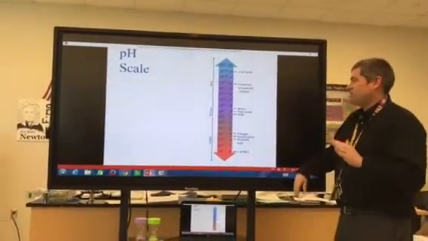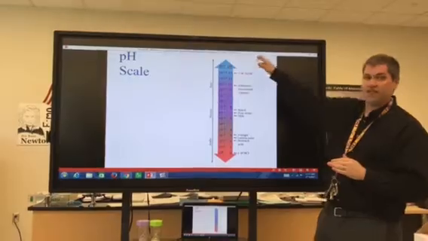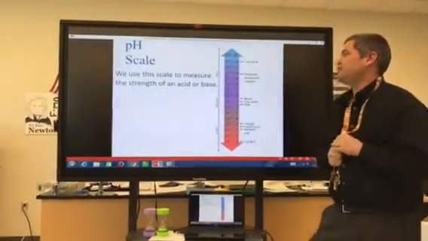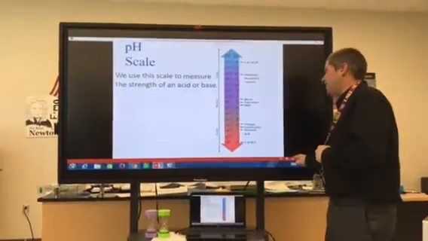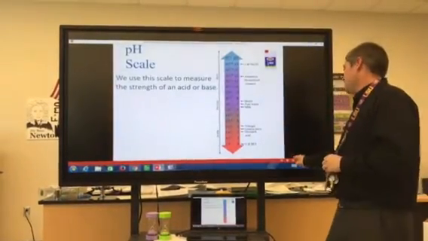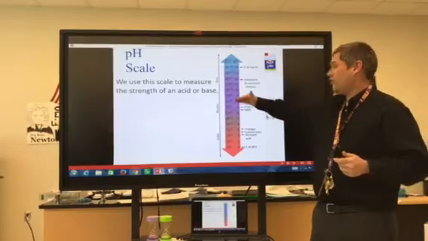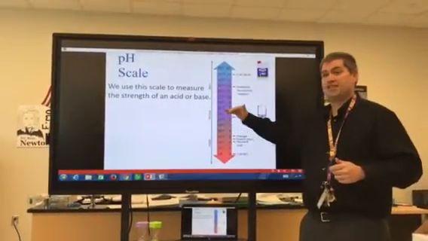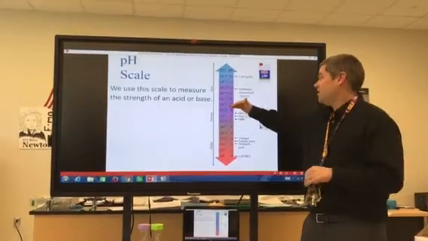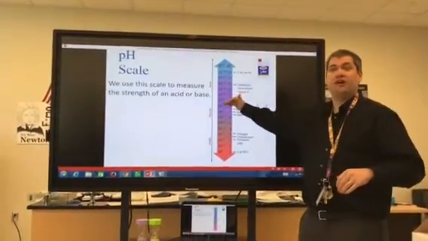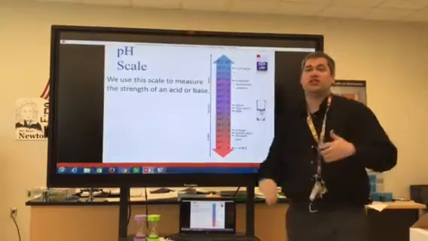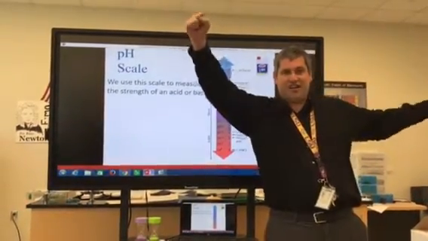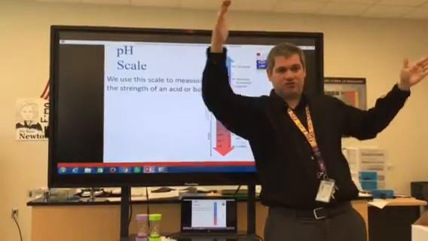Also, this is a scale of common household substances. We use this scale to measure the strength of an acid or base. How far away from 7? If it's at 0, it's a strong acid. If it's at 6.5, it's a weak acid. If it's at 7.5, it's a weak base. If it's a 14, it's a strong base. So it's measured off of that 7, not from each side. It's from the middle outwards.